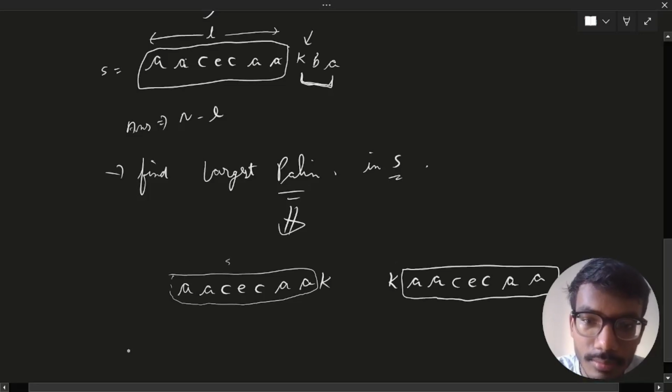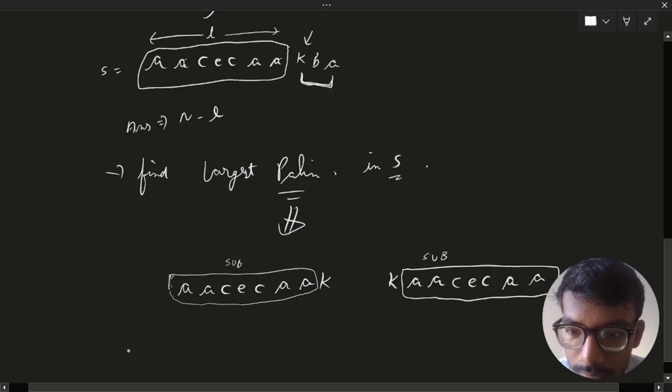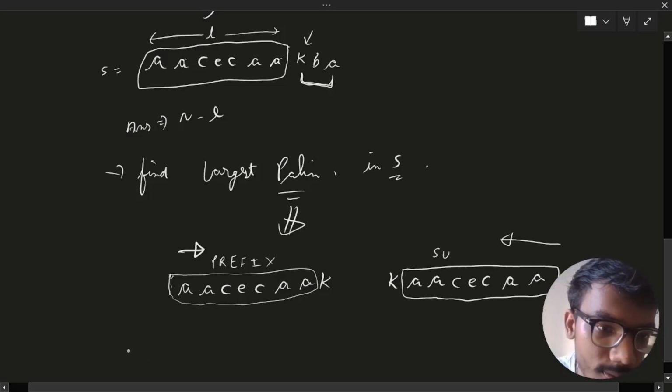When I reverse a string and it matches the original string, that means it is a palindrome. So let us say I take this as a substring and this is also my substring. If I reverse them and both the strings match, it is a palindrome, right? I want to find such a longest prefix. This is a prefix and this is a suffix. For the suffix I'm iterating from the back side, and for the prefix I'm iterating from the front side.